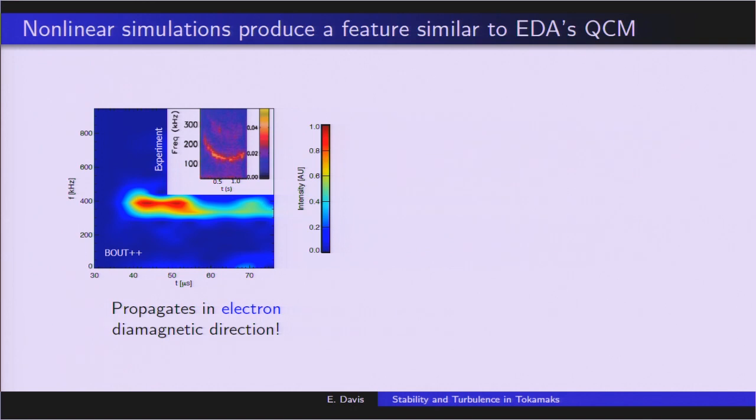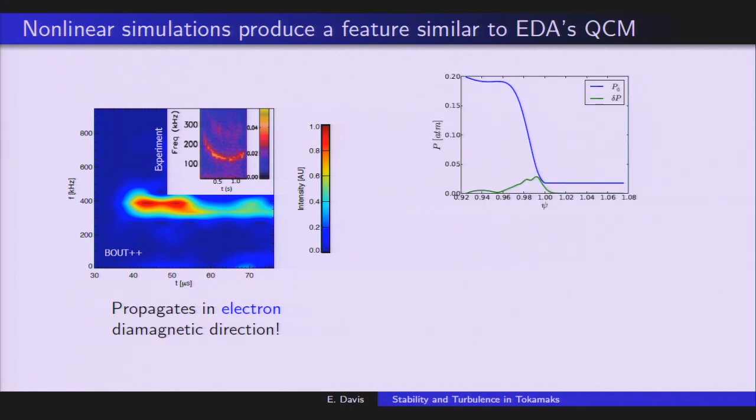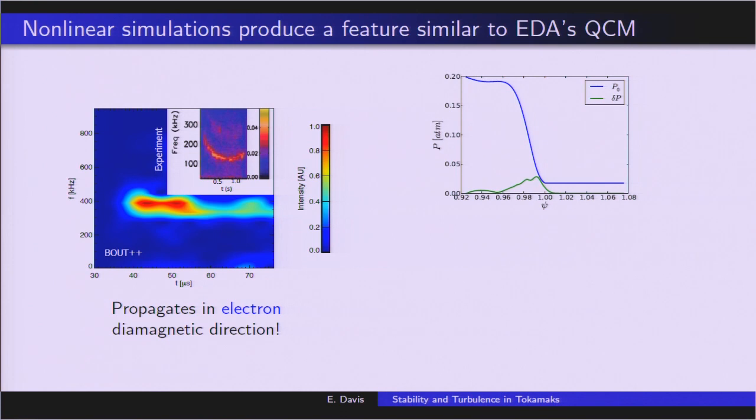The actual mode in the experiment does propagate in the electron diamagnetic direction. It's relatively coherent, and it has fluctuation frequencies on the order of 100 kilohertz. So it looks like we might be getting something kind of right. You can also look at the profiles here. You see the radial domain here. And this is the equilibrium profile. This is the fluctuating mode structure. And it spans this edge region just like we see in the experiment.